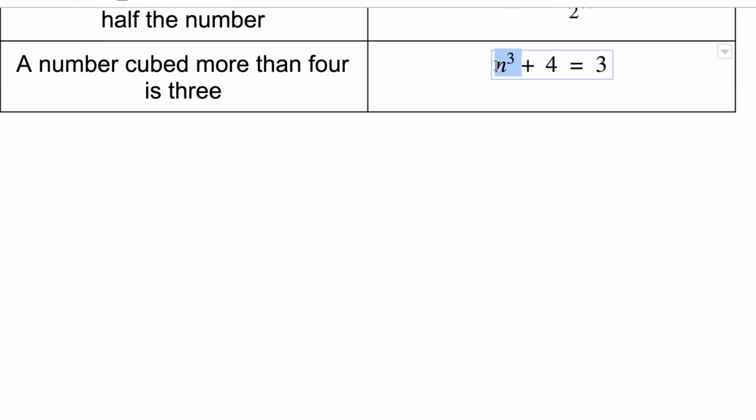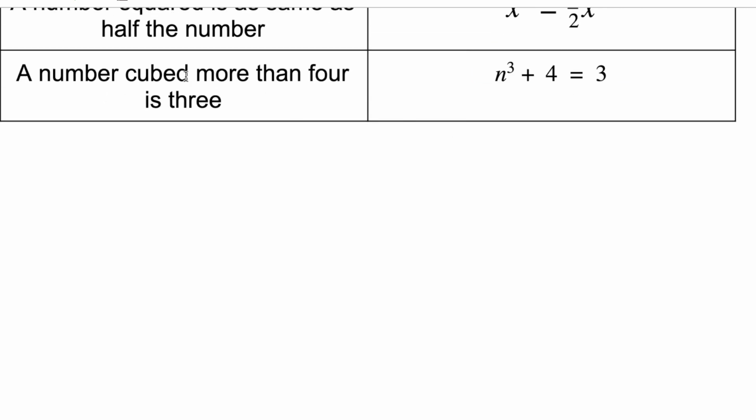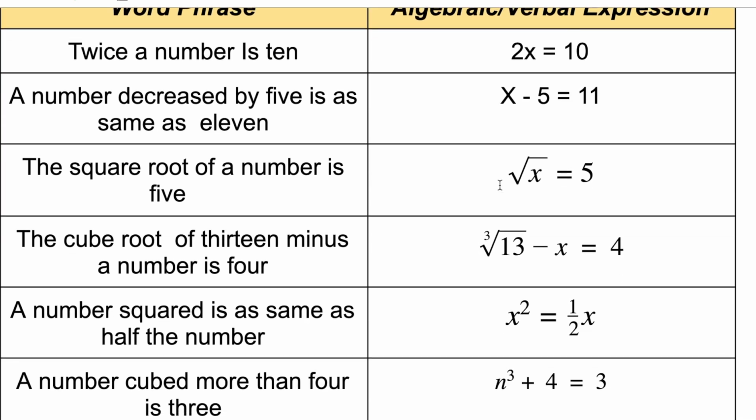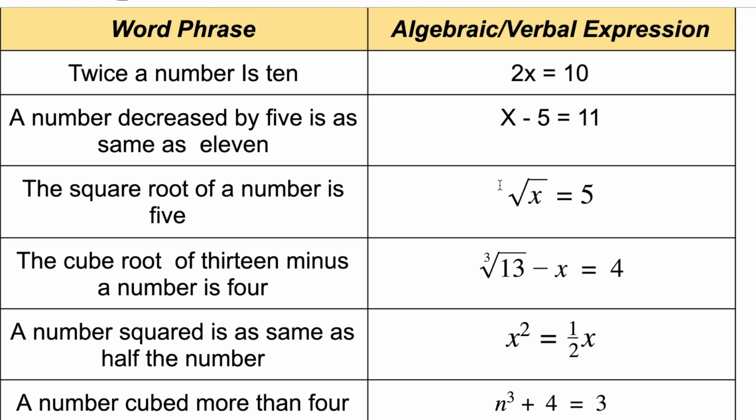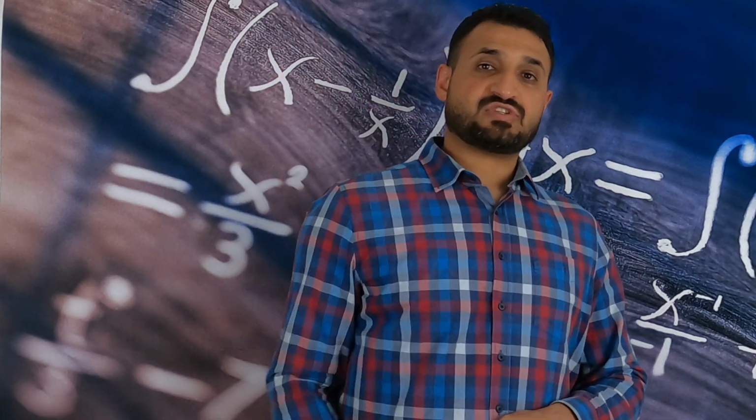The last one is a number cubed. So n cubed. I didn't say the cube root, remember. Cubed, not cube root like this. More than, which is plus, 4 is, which is equal, 3. I think algebraic expressions and verbal expressions are very... It's activity time. It's your turn now.